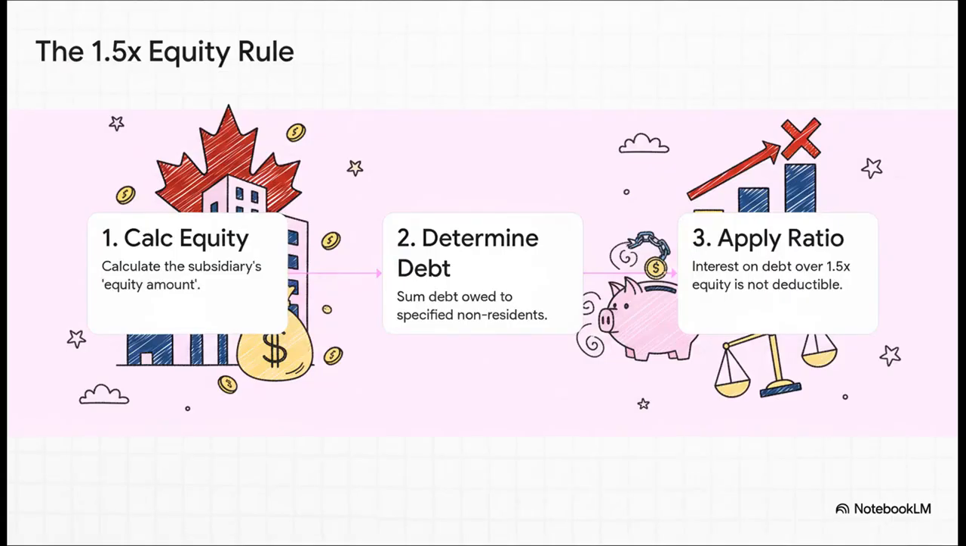For a subsidiary, it's a clear mechanical test based on a debt-to-equity ratio. First, you calculate the subsidiary's equity. Then, you multiply that number by 1.5. That's it. That's your debt limit from related non-residents like the parent company. If the debt goes over that limit, the interest paid on the excess amount is simply not deductible.